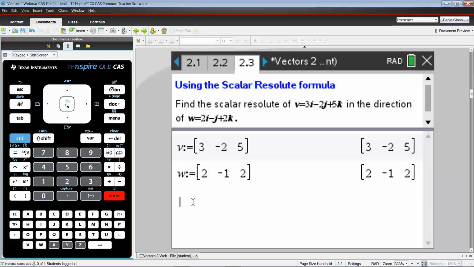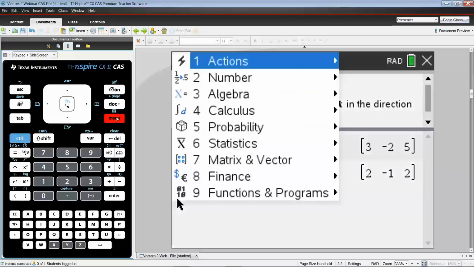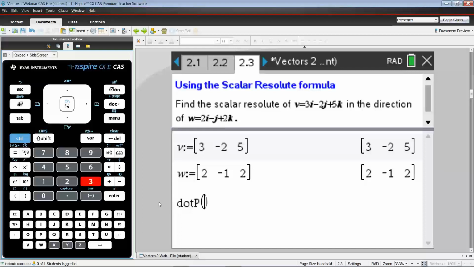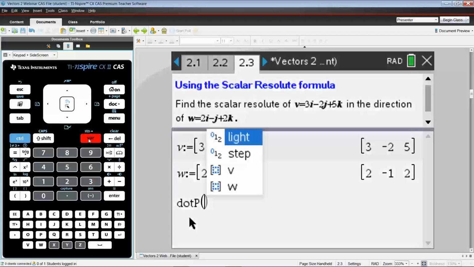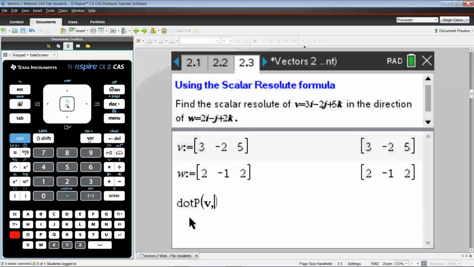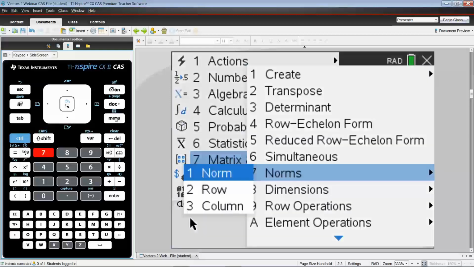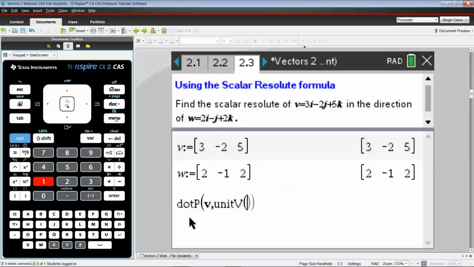So the formula that's best for CAS is the dot product of V and the unit vector of W. So to get the dot product, I'm going to press menu 7C3. Menu 7C3 gives us a dot product. We're going to use var to get to V, comma, and I want the unit vector of W. So unit vector of W is menu 7C1. Menu 7C1 gives us unit V, and I go to var, and again, I've got W, it's enter, and there we go, we've got 6.